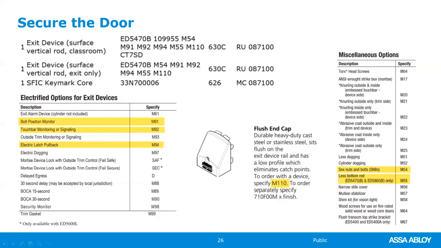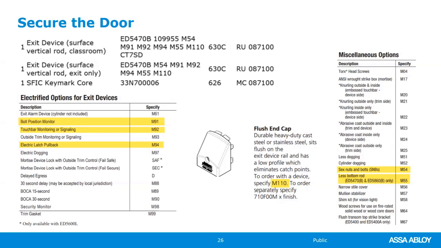The touch bar monitoring or signaling, the M92, is request to exit, which if they did push on the bar to exit the door, would just signal the access control system for the door not to go into alarm. The M94, this is Corbin Russwin's old way of having the electric latch retraction. Now it's the MELR, the motor electric latch retraction. And with the motor electric latch retraction, you don't have a large inrush of power. With the electric pullback, this M94, that's solenoid operated, and you did have the need for a separate power controller. We'll get to the power controller in just a minute.